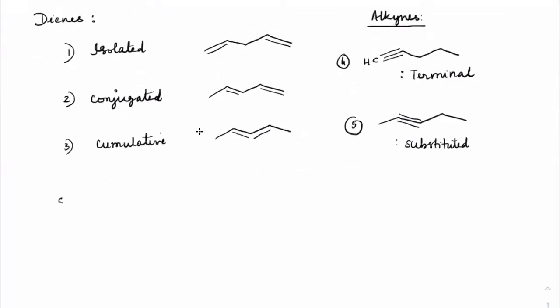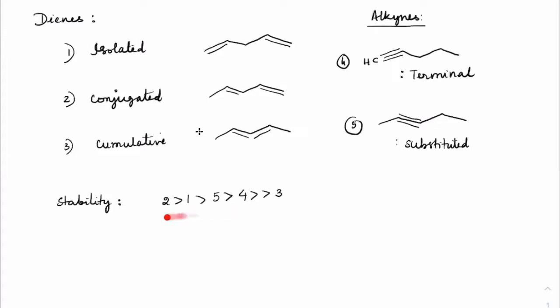Out of these 5, if you check the stability, they are all isomers of each other. I took all of them as isomers of each other. If you see the stability here, we have 2 conjugated, more stable, then isolated, then this alkyne which is substituted, which is more stable than the 4th, and the least stable is always cumulative ones. Got it? Everybody understood that? So this is how the stability order comes across.